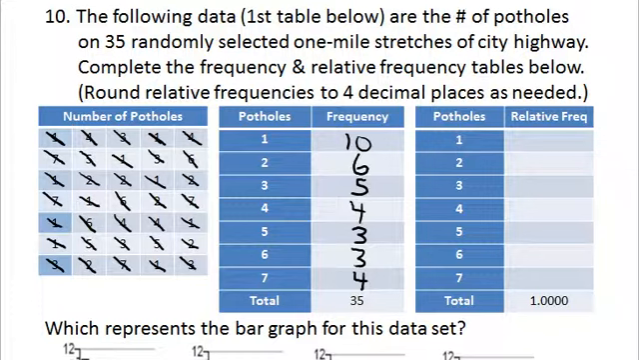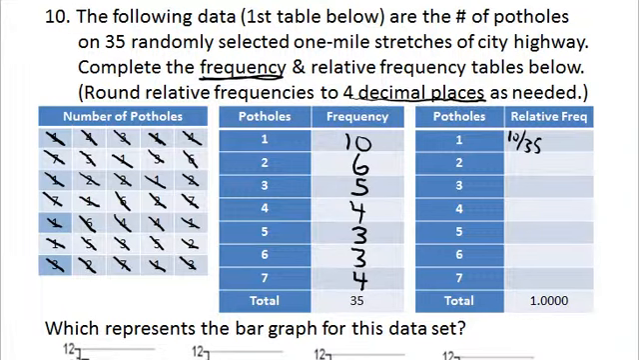So that's the frequency table. That was one of the things they asked us to do. Now the relative frequency for each number of potholes is simply the frequency divided by the total. So for the ones with 1 pothole, that would be 10 over 35. Now I'm leaving some room because they're asking us to write these as decimals, written with 4 decimal places.